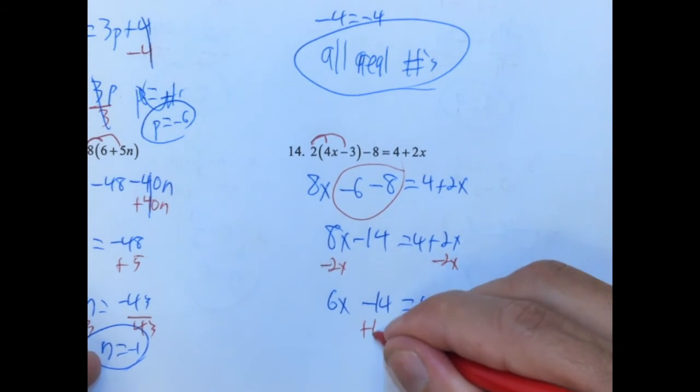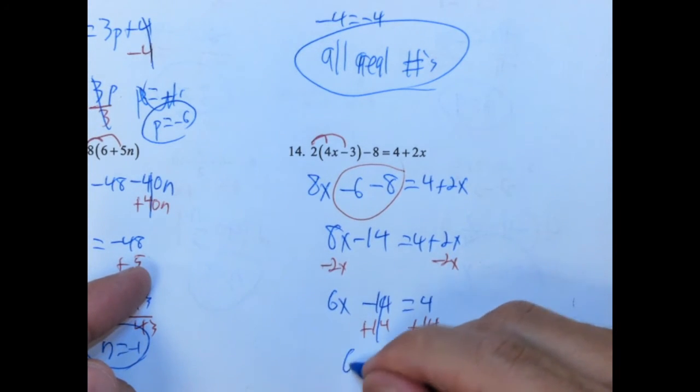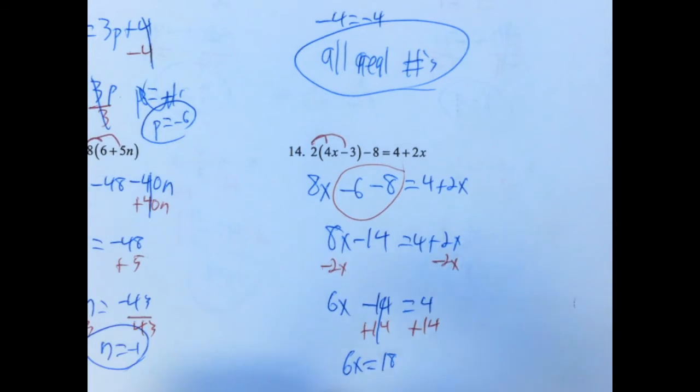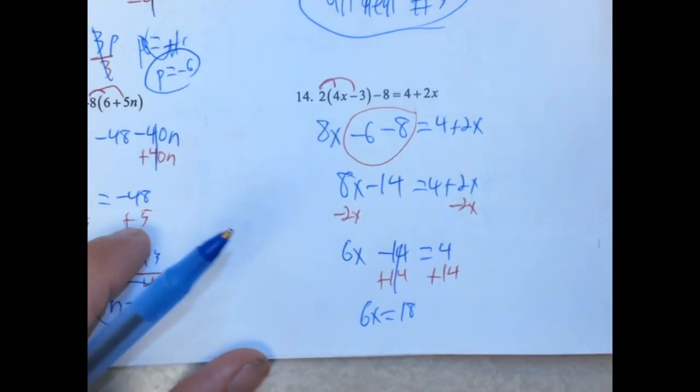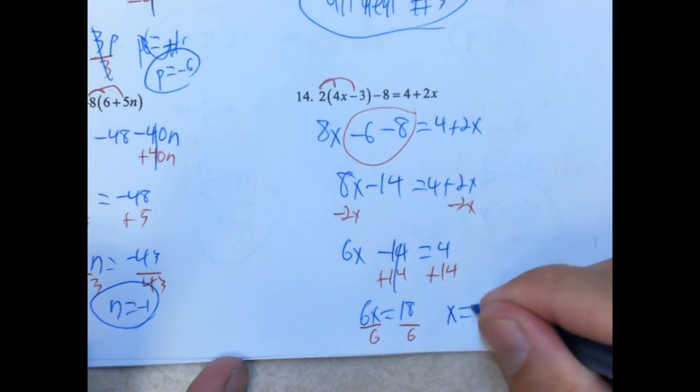Okay, we're going to add 14 to both sides. 6x equals 18. We're going to divide by our coefficient, which is 6. And we're going to get x equals 3.